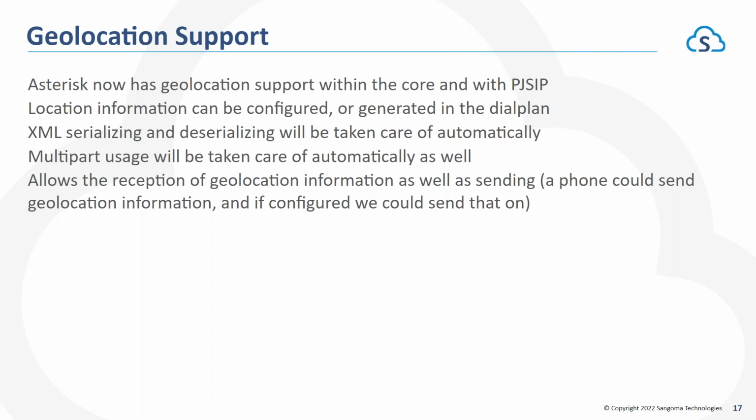So location information can be configured ahead of time using normal configuration files, or you can generate it in the Dialplan. Asterisk takes care of all of the XML heavy lifting. So that's serializing and deserializing the XML. The multi-part stuff, of course, we take care of automatically as well. And we don't just support sending of geolocation information, we also support receiving it. So conceptually, a phone, if it wanted, could send geolocation information to Asterisk, and if we were configured to do so, we could pass that on.